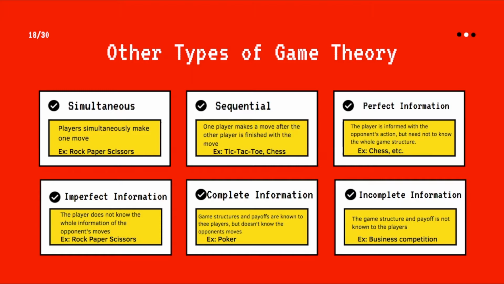Complete information. Game structures and payoffs are known to the players but they don't know the opponent's move. Incomplete information. The game structure and payoffs are not known to the players.